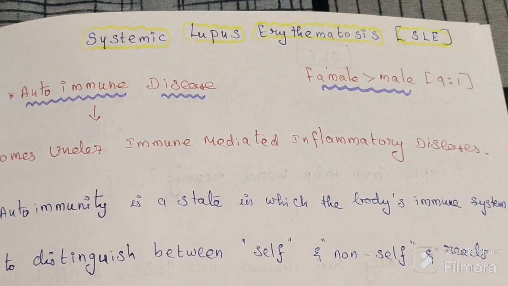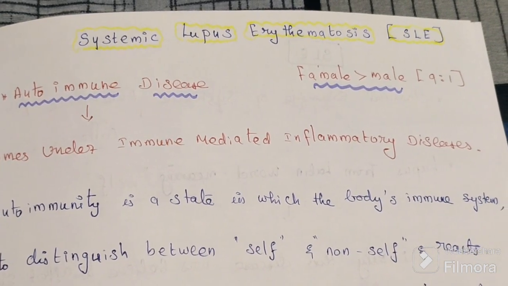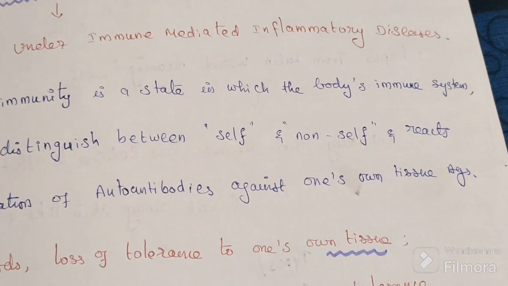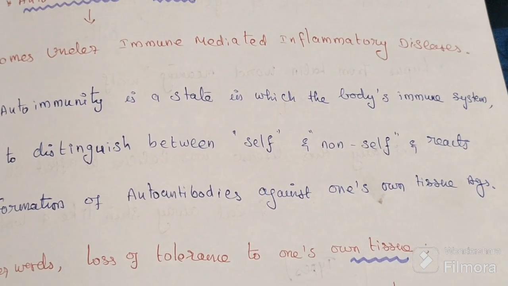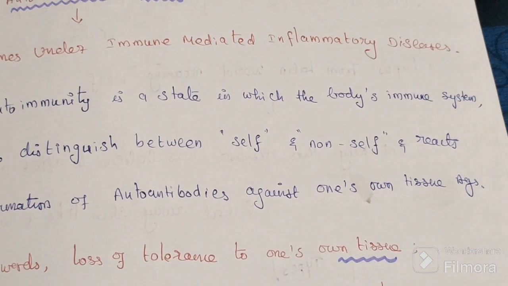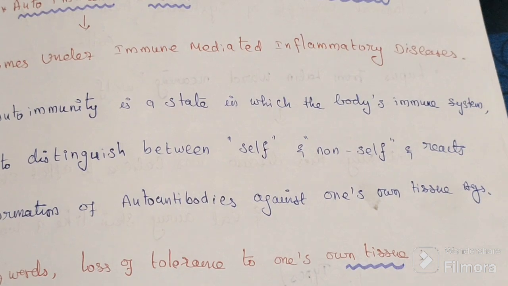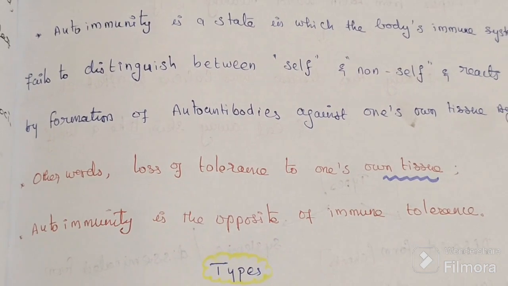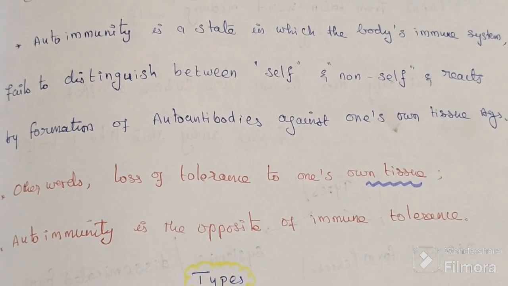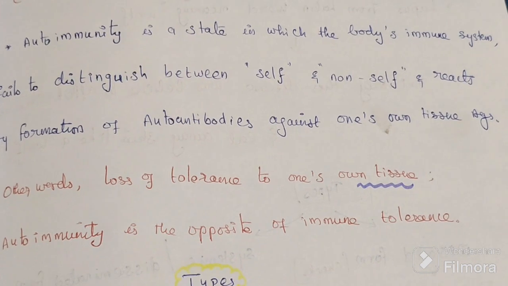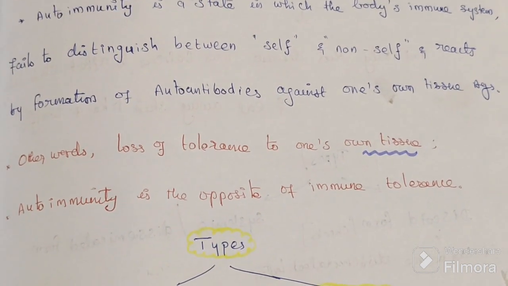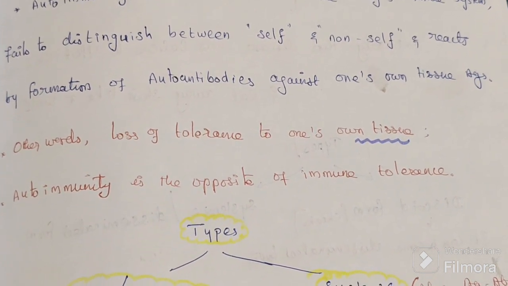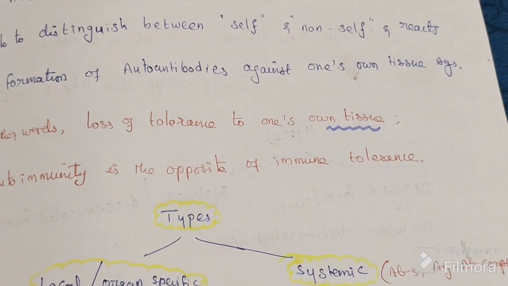Autoimmunity is a state in which the body's immune system fails to differentiate between self and non-self and reacts by forming autoantibodies against one's own tissue antigen. In other words, there is loss of tolerance to one's own tissue. Autoimmunity is the opposite of immune tolerance. Simply, our body attacks itself.